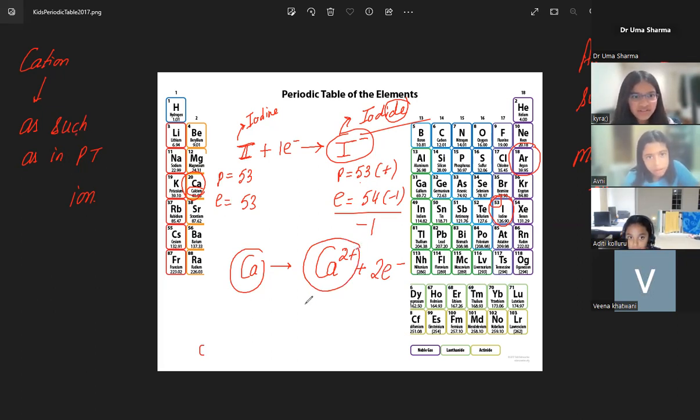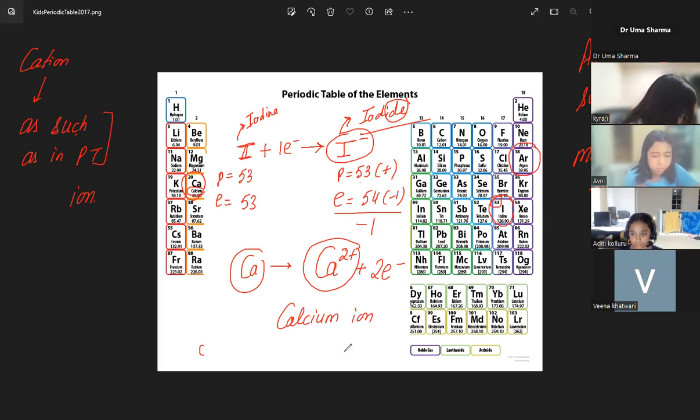Same as the periodic table. Calcium. Name it as such. Calcium ion. Oh, so calcium ion. I thought you had to combine them, like you had to do for iron. No, no, no. It's okay. You are learning now. You are understanding.